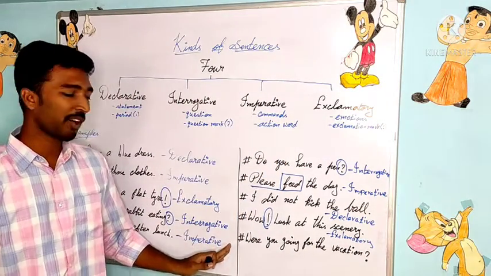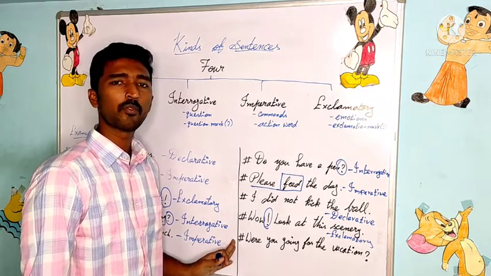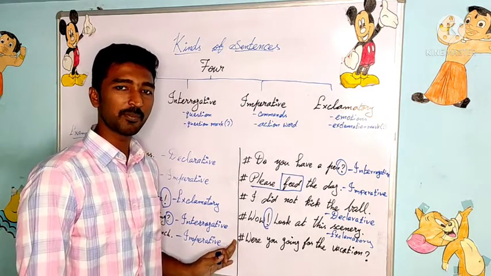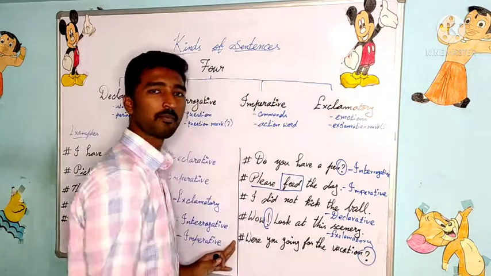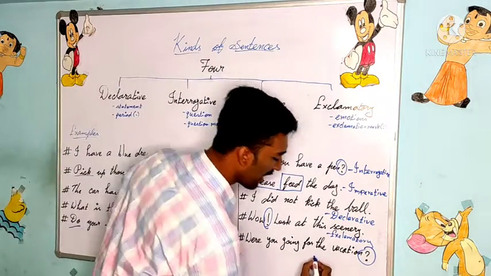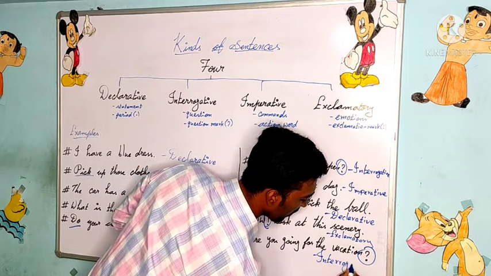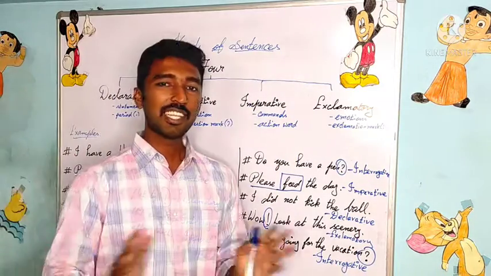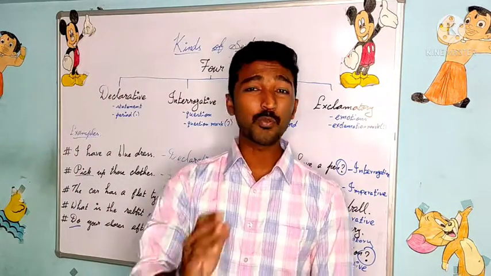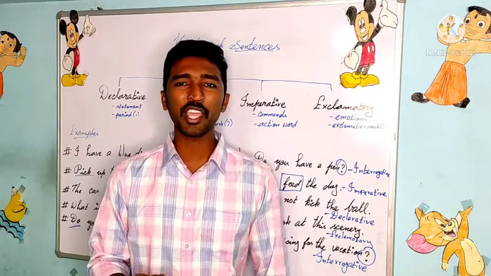And the last sentence we have here, were you going for the vacation? A sentence that ends with a question mark. Yes, an interrogative sentence. These are the only kinds of sentences we have in English. Only four kinds. Very simple, it's a piece of cake for you.